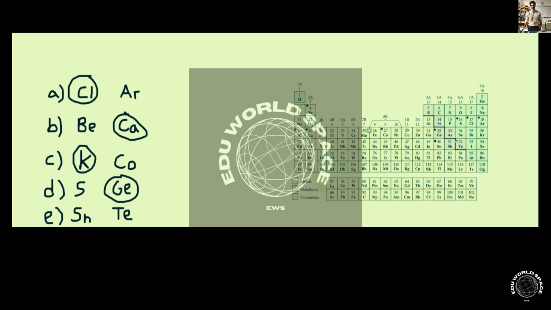And finally, comparing tin, which is 50, and tellurium, which is 52. Just like in A, tellurium has a greater atomic number, so it has more protons in the nucleus. Therefore, it attracts the electrons more closely, makes them harder to remove. So tin, having fewer protons, would be easier to remove and would have a lower first ionization energy.